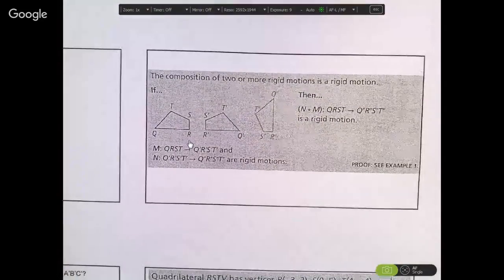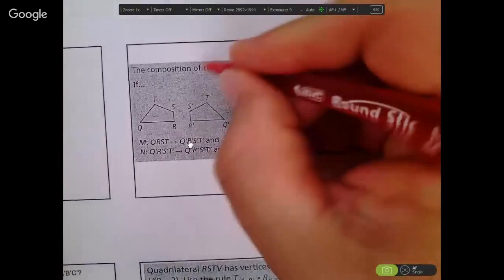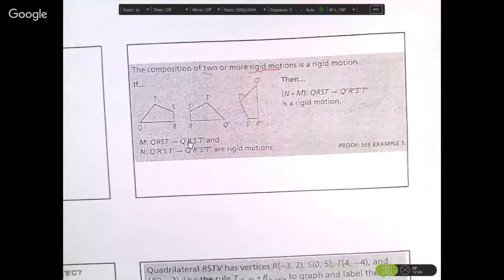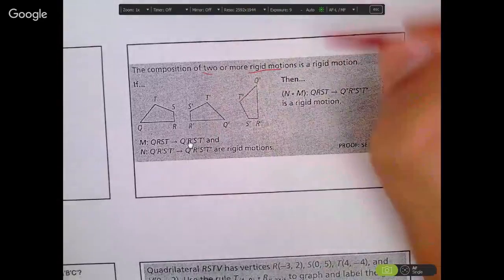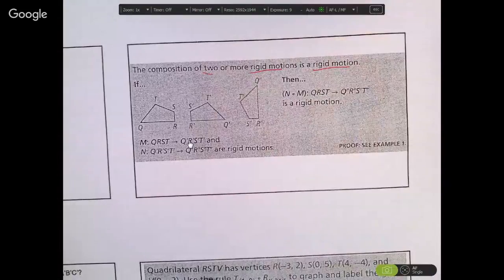So this first one just says that if you do two rigid motions, then it still is a rigid motion. If you did three rigid motions, it's still a rigid motion. So no matter what, it's a rigid motion if you keep it rigid motion. Four translation. Is four a translation? Because if you reflect it four times, it would be the same.